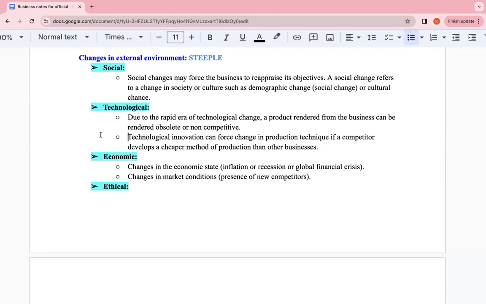Technological innovation can force change in production technique if a competitor develops a cheaper method of production in other businesses. So again, this is something I already mentioned. Economic changes, so changes in economic state, like whether it's an inflation or recession. Don't really get into these, just know these basic words. This is the only time you have to get into these if you're an economic student. And changes in market conditions. So this is the presence of new competitors, obviously, especially if they're playing with the prices.